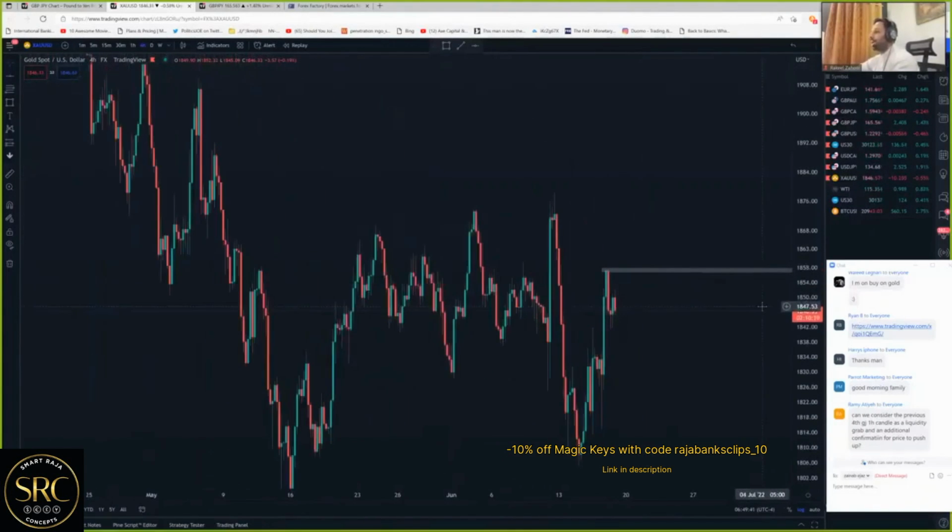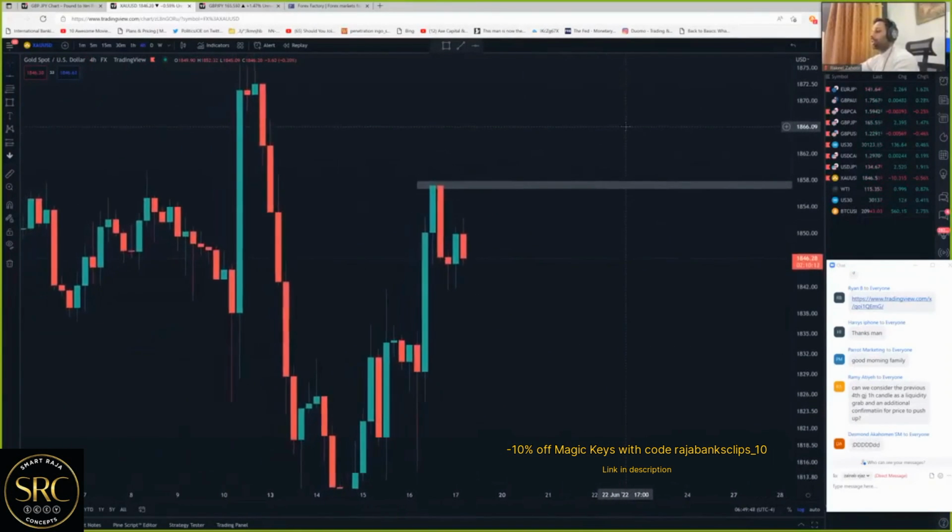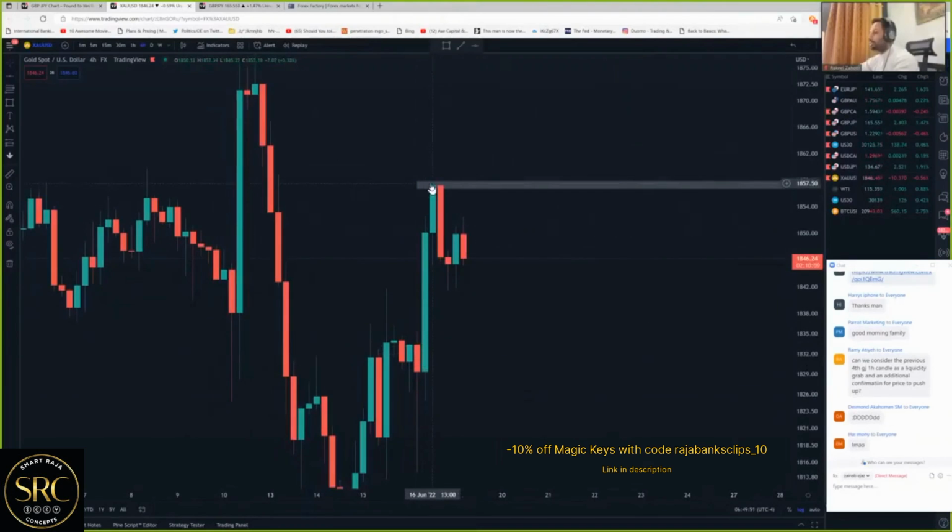So we're going to zoom in. We're going to zoom into the candles, because if you can't read candles, you can't trade. Now, we're going to see what the candles did on the 4-hour. The 4-hour candles moved up, and we created a high at 1857.